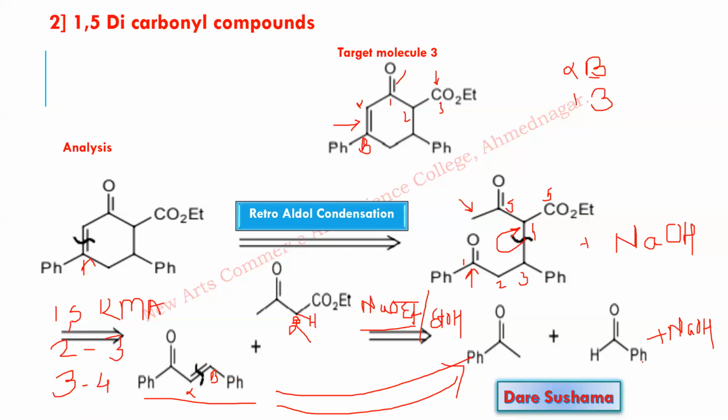That is aldol condensation reaction. Generate an alpha beta unsaturated carbonyl compound, that is the Michael acceptor. Then take the ethyl acetoacetate, treat it with sodium ethoxide in the presence of ethanol, generate a Michael donor. Then carry out the 1,4 Michael addition reaction. After getting the Michael adduct product.